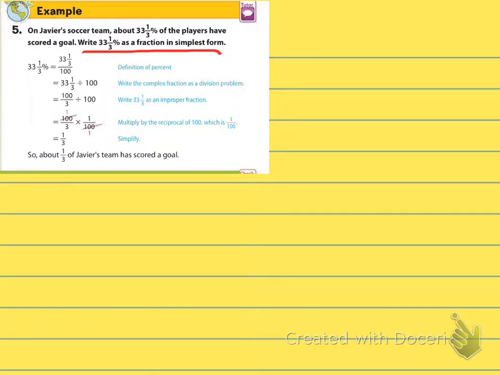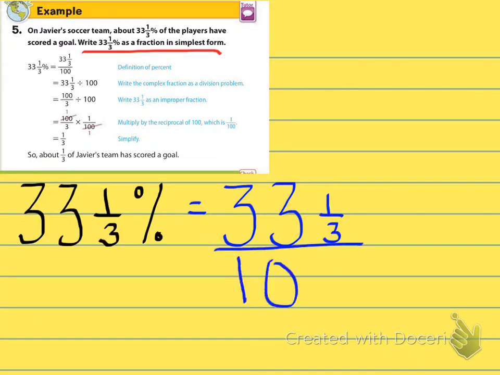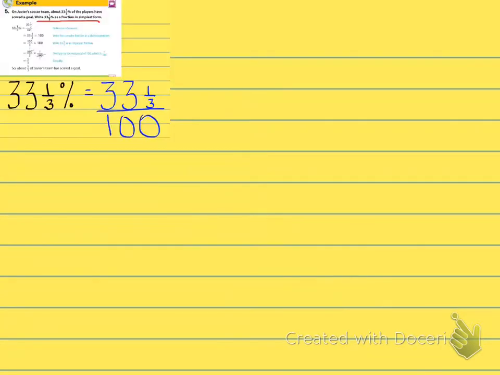So you can see here that they have shown you that 33 1/3% is actually equal to 33 1/3 per 100, because by definition, a percent is per 100. So 33 1/3 per 100. So now you can see I went to a different sheet of paper so that we had some room to work. So you can see that we're going to be working with 33 1/3 divided by 100.